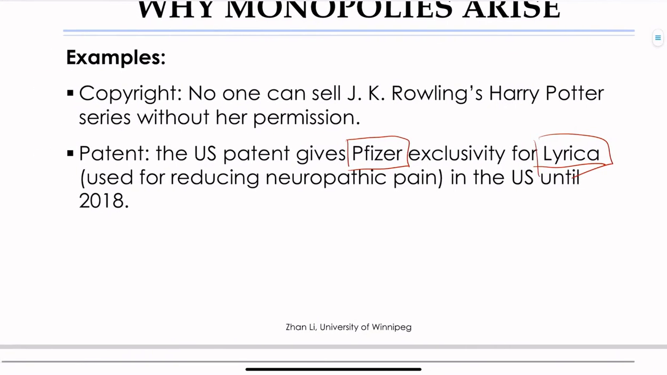Again, you can see why we have these copyright laws and patent laws. If you don't give copyright to J.K. Rowling, then possibly she would not write Harry Potter, right? And if you don't give a patent to the firm Pfizer, then Pfizer would not have any incentive to invent new drugs.